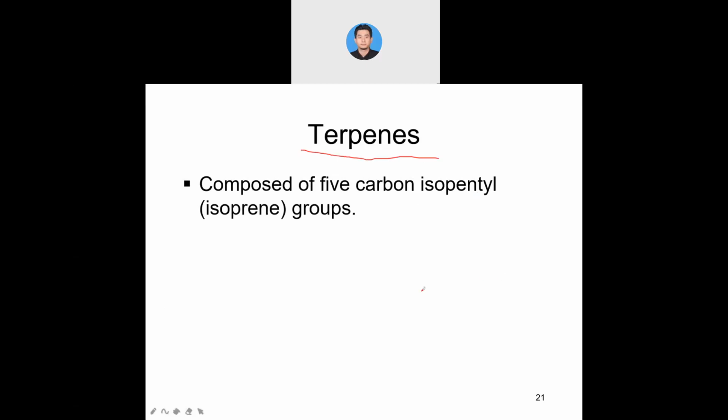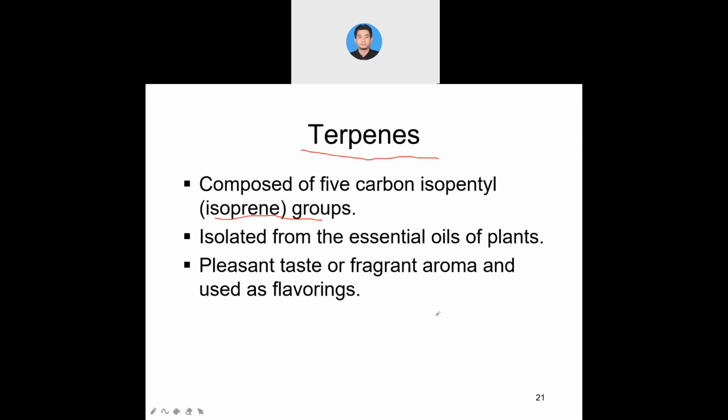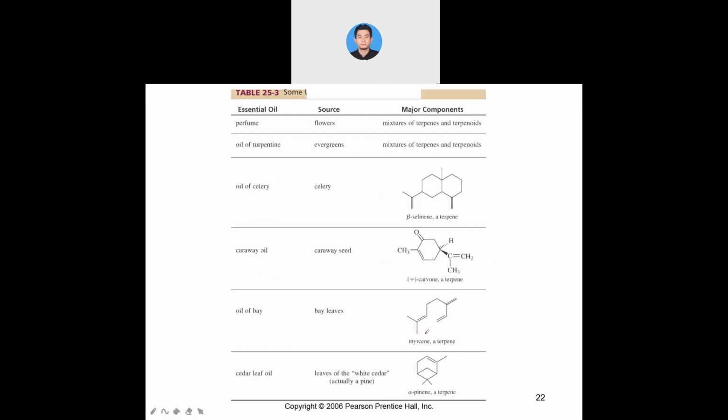Okay, terpene is composed of the 5 carbon isopentyl, or we call it the isoprene group, isolated from the essential oils of plants, a percentage of fragrance and aroma, and used as flavorants, for example anise oil and bay leaf. Okay, this table shows some essential oils with source and major component. For example, if you look at the oil of celery, this is the major component. We call this beta-selinene, and this is one type of terpene.